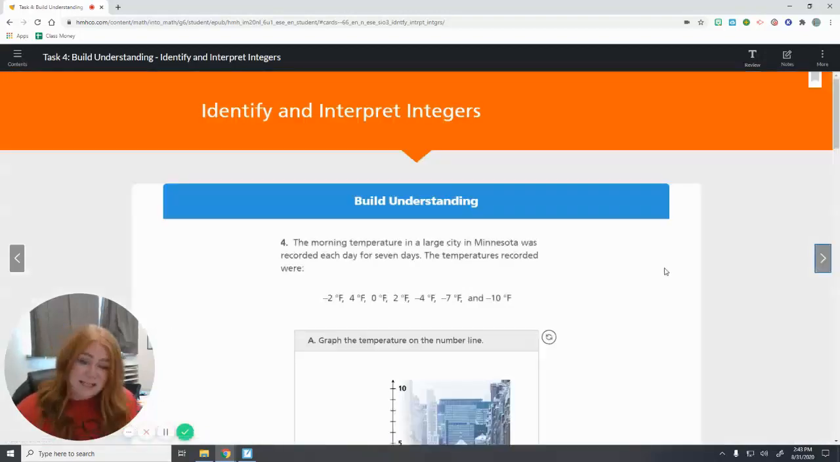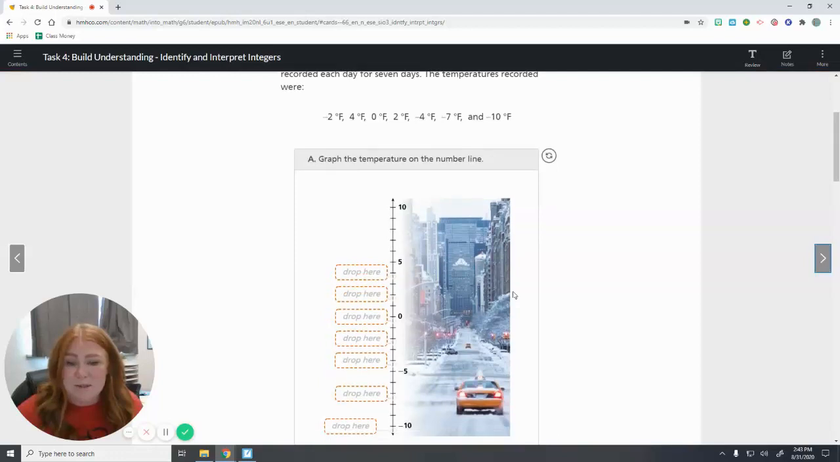Hey, our last task for today is about temperatures in a city. The morning temperature in a large city in Minnesota was recorded every day for 7 days, and you can see them here as follows. So we're going to take those and graph.